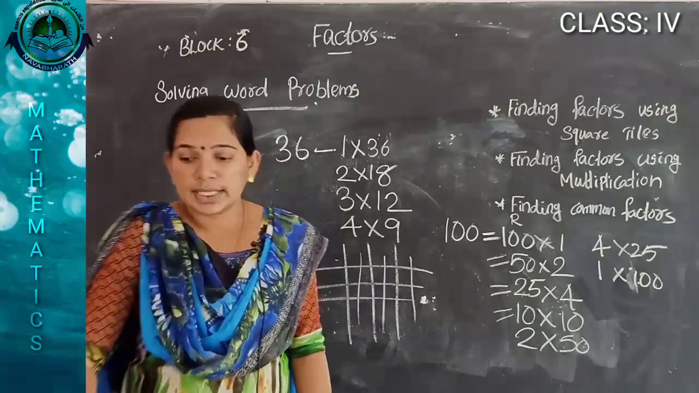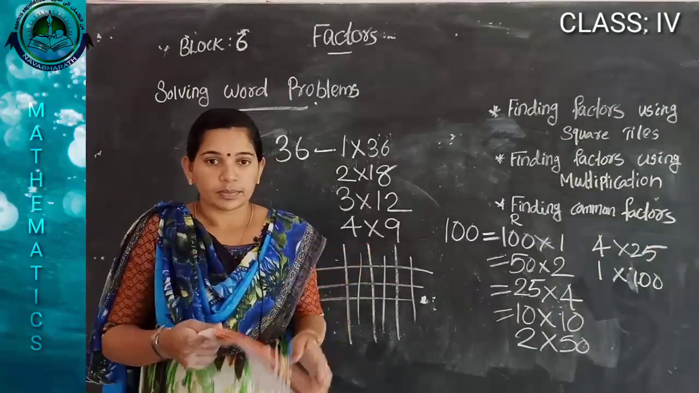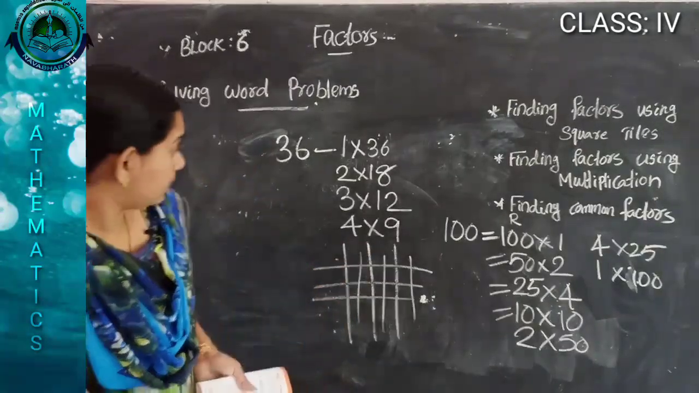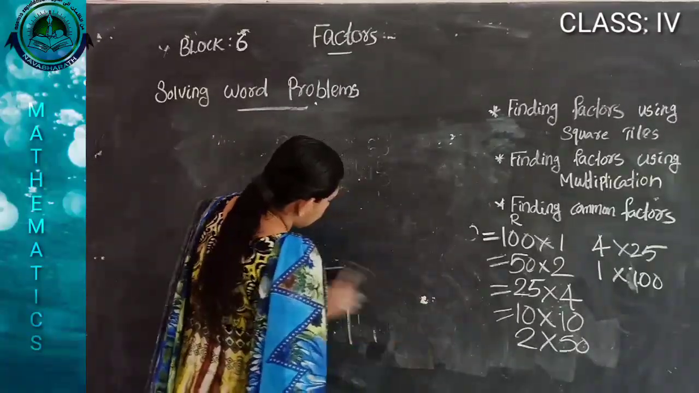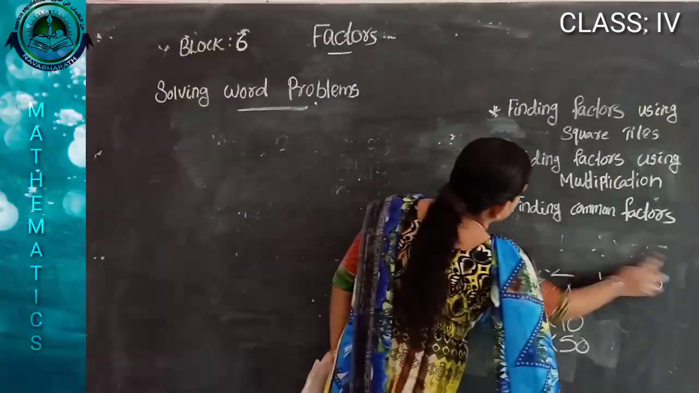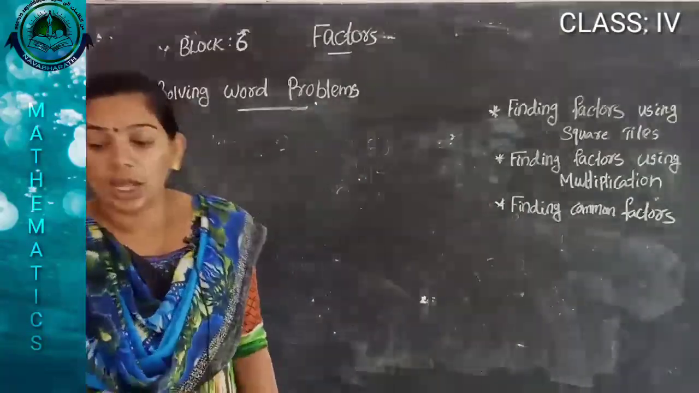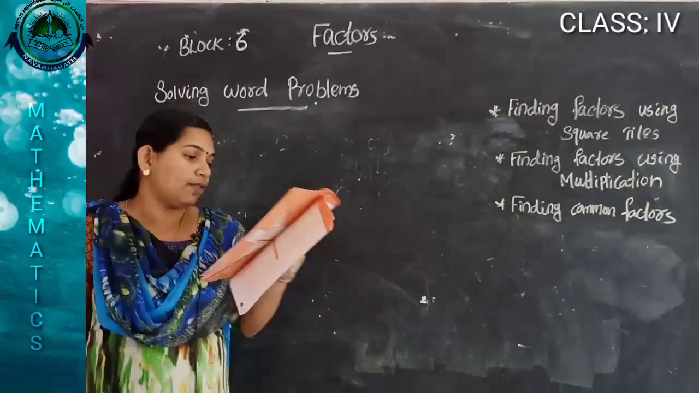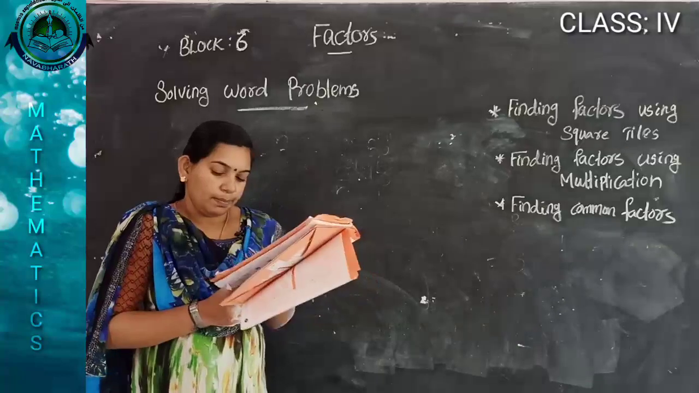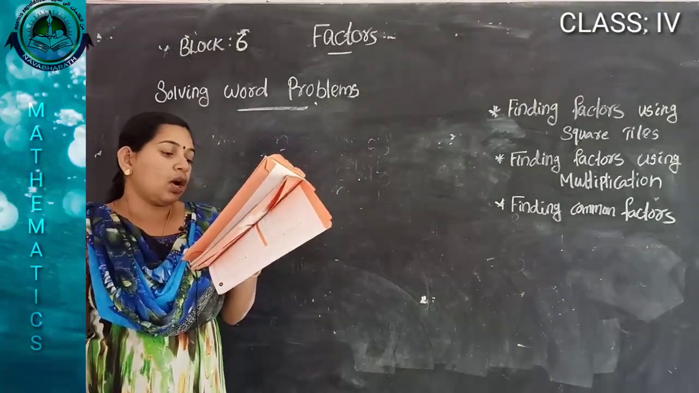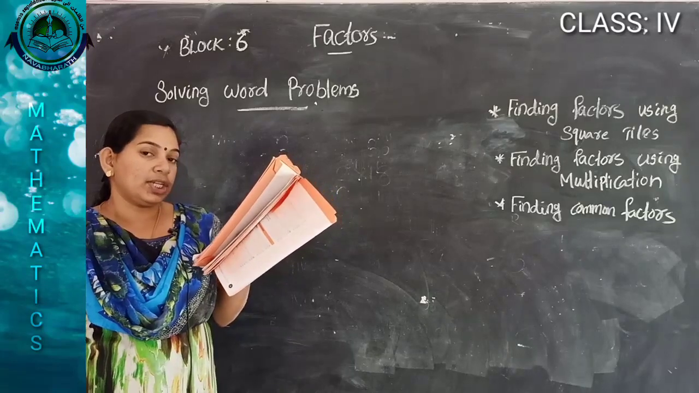Then we'll discuss some problems from your previous class. In the previous class, we discussed finding common factors. So first question, page number 35. Find the common factors of each pair of multiplication sentences.